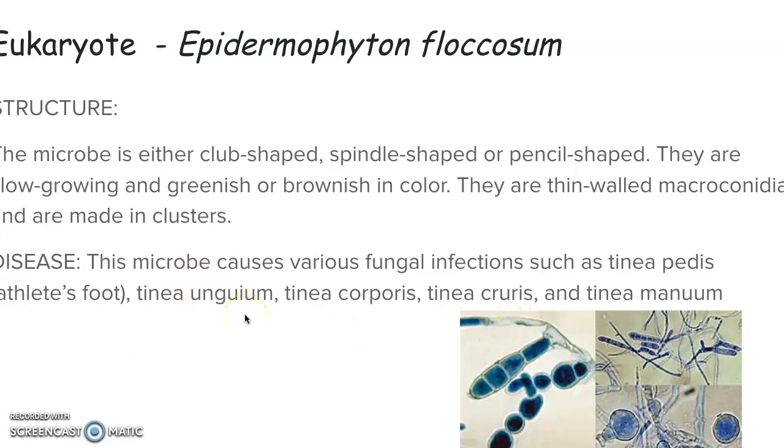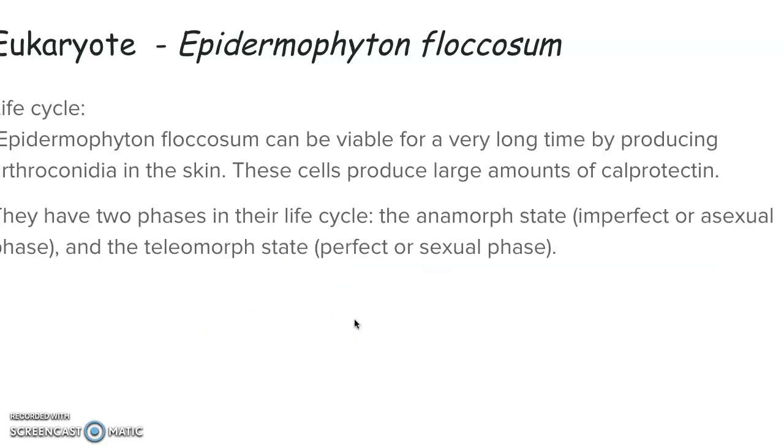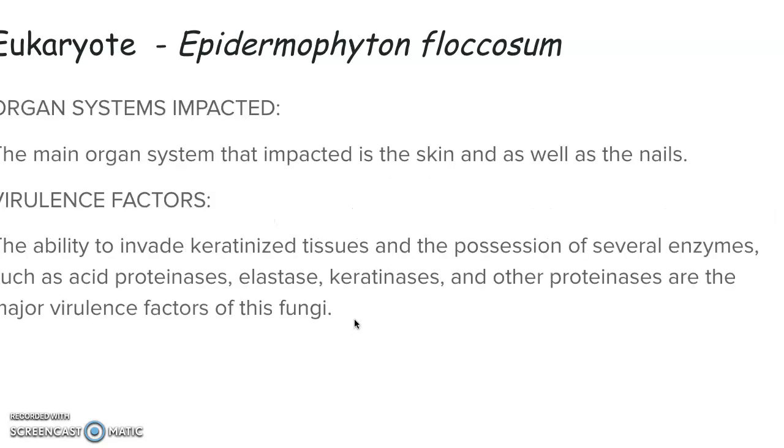The disease that it causes is actually various diseases: Tinea pedis, which is athlete's foot, Tinea unguium, Tinea corporis, Tinea cruris, and Tinea manuum. The life cycle of this microbe is that it can be viable for a very long time, producing arthroconidia in the skin, and it has two phases, the anamorph state and the teleomorph state. The organ systems that are impacted are the skin as well as the nails. The virulence factors are the ability to invade keratinized tissues and the possession of several enzymes such as acid proteinases, elastase, keratinases, and other proteinases that are major virulence factors of this fungus.